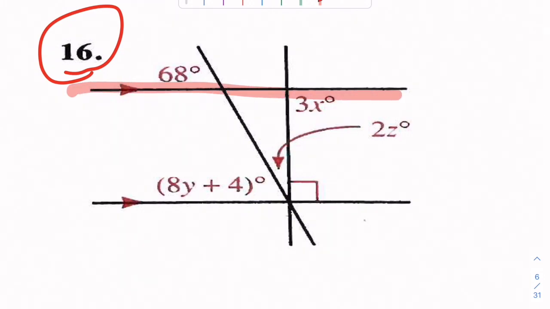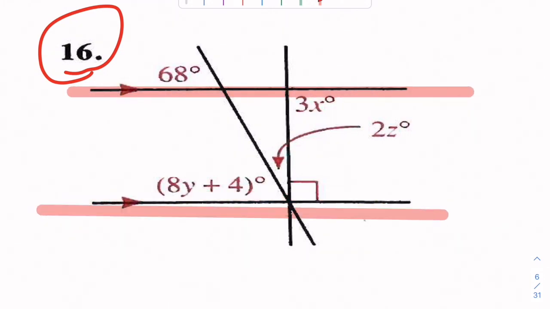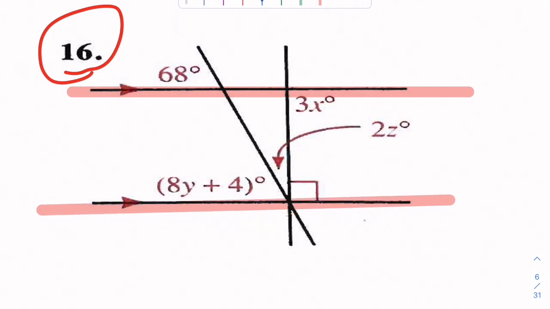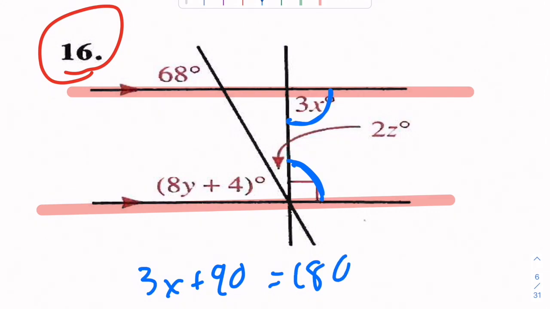Okay, it's a lot nicer drawing, a lot easier. You have your two parallel lines. I'll just highlight those. Off the bat, you already know 3x and this 90 are supplementary. So 3x plus 90 equals 180. Solve for x, x equals 30. Okay, what else do we have? This right here. Let's go with purple.